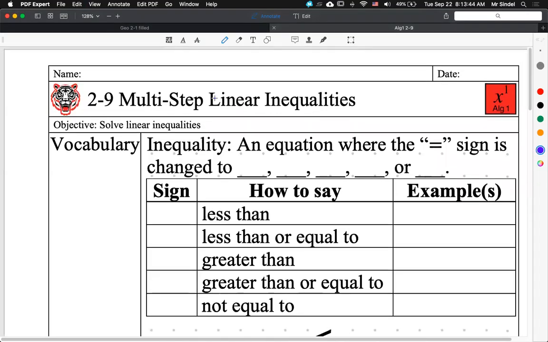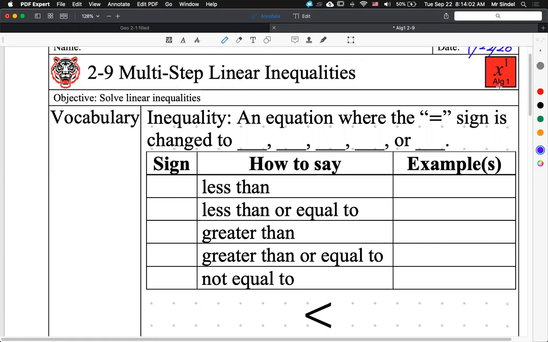All right, so we are in Algebra 1, Lesson 2-9, Multi-Step Linear Inequalities. Today's date is Tuesday, September 22nd, 2020. We just have one homework assignment on Khan Academy tonight. The objective is so easy, I'm just going to do it. It's just to solve those linear inequalities.